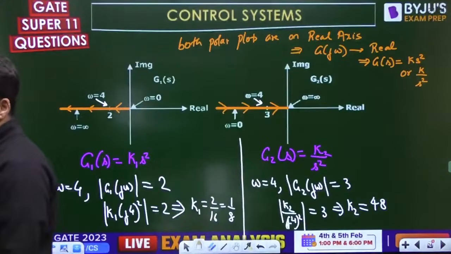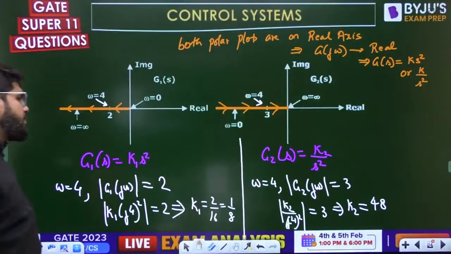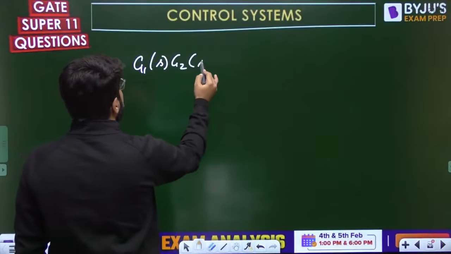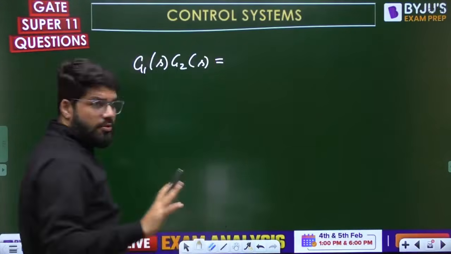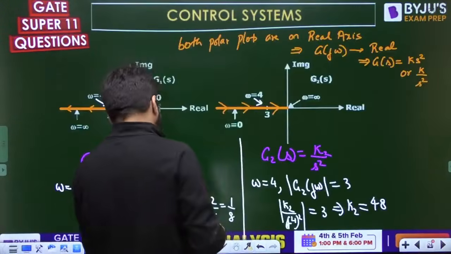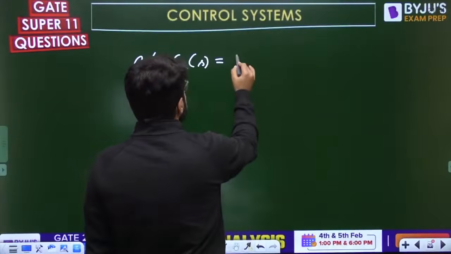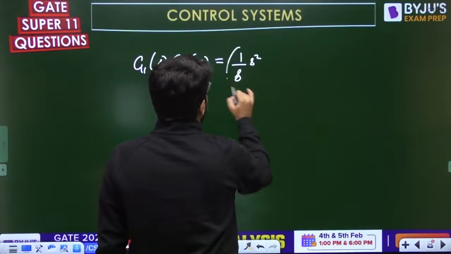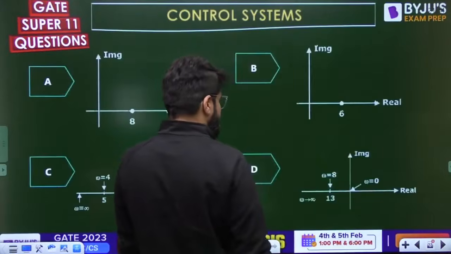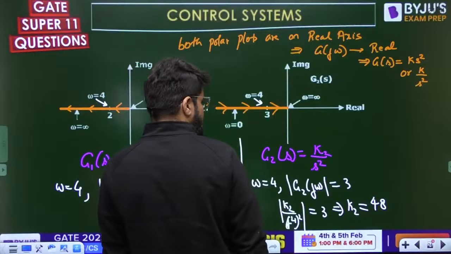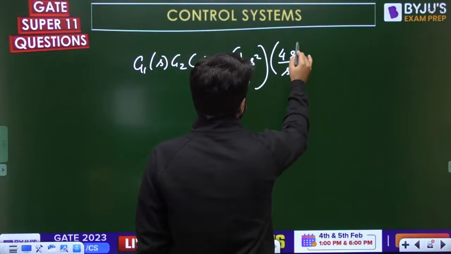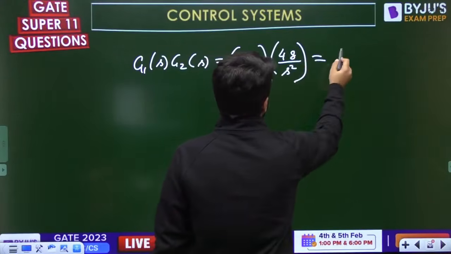So what is the product of them now? Very simple. The solution looks simple, but understanding and manipulating the question requires your basic understanding about the plots, nothing much. So G1(s) into G2(s): G1(s) is 1 by 8 s square, multiplied by G2(s), which is 48 divided by s square. So s square got cancelled, and it is 48 by 8, equal to 6.